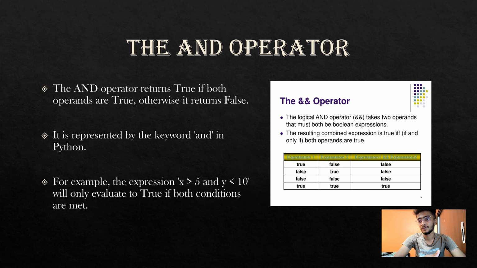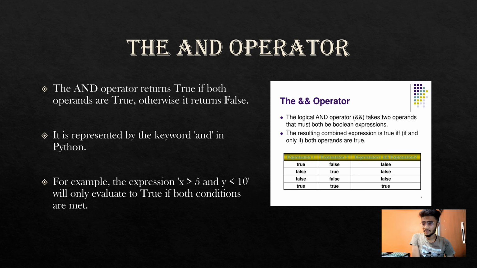Coming to the first part, we have the AND operator. The AND operator returns true if both operands are true, otherwise it returns false. For example, I have 1 is equal to 1 and 2 is equal to 2. If both the values are true, then only I'm going to get the output as true. If I type 1 is equal to 1 and 2 is equal to 1, 1 is true, 1 is false, so I'm going to get false. If I write 1 is equal to 0 and 2 is equal to 1, both are false, so again we are going to get false.